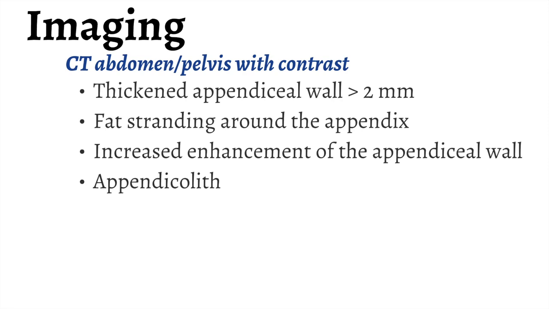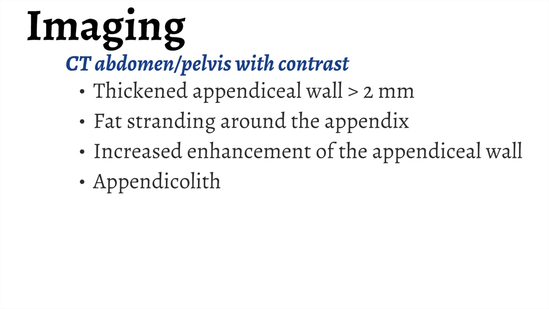One of the key components for diagnosing appendicitis is imaging. Generally, a CT scan with contrast is the preferred method of imaging appendicitis. The features that are key to diagnosis are a thickened appendiceal wall greater than 2 millimeters, fat stranding around the appendix indicative of inflammation, increased enhancement of the appendiceal wall, and if a blockage is present, then the presence of an appendicolith, though this is not seen commonly.